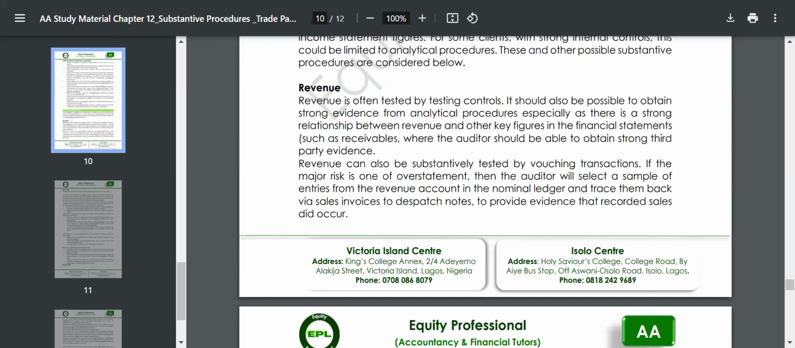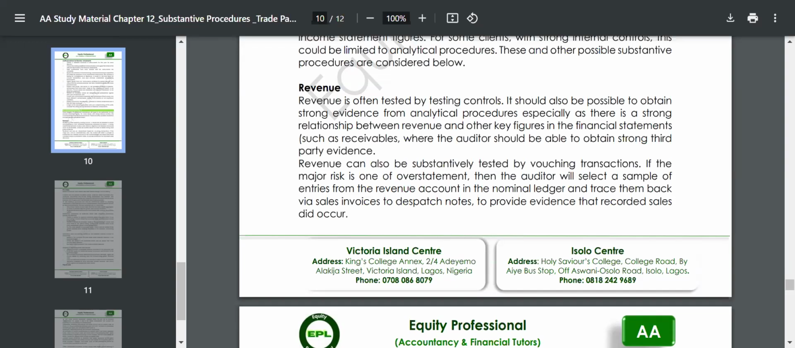So analytical procedure, as much as it's with prior year, could also be with other line items on the financial statement. So you want to see what is the strong relationship between revenue and other key figures in the financial statement. As you're looking at the statement of financial position, you want the revenue to also match with what is there. So for your receivables, you should be able to obtain evidence. This is because it's not revenue until you render the service and the money is at hand.